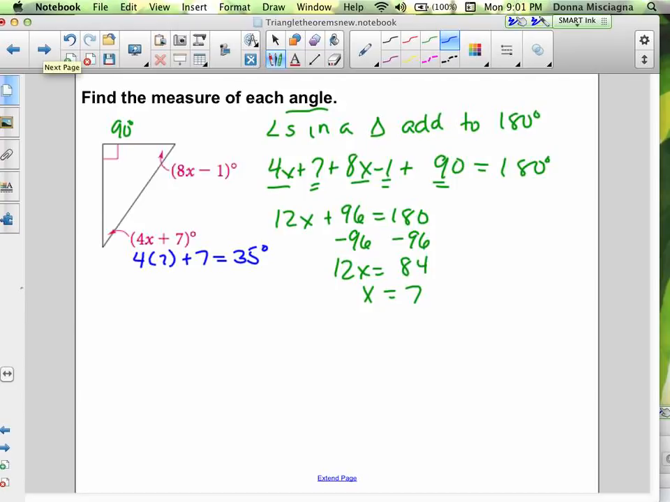So we need another 55 more degrees. Let's see if that's 55 degrees. 8 times 7 minus 1. 56 minus 1 is 55 degrees. So notice that our angles add to 180 degrees. And we got that correct. And we have one more problem.